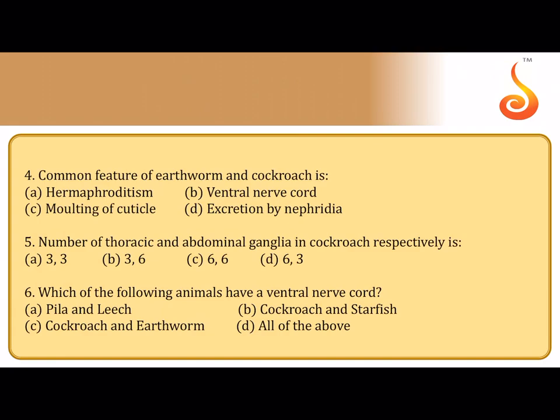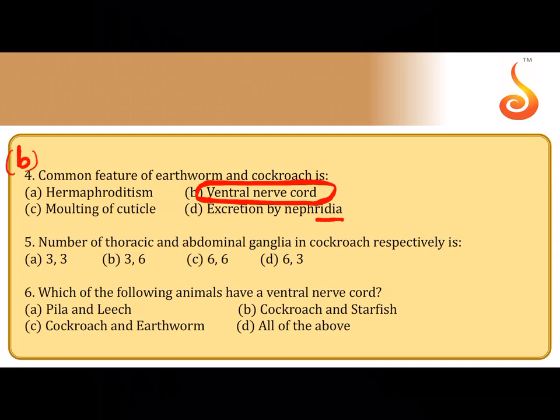A common feature of earthworm and cockroach is that they are hermaphroditic. No, cockroach is not a hermaphrodite. They are molting of their cuticle. Earthworm does not molt. Ventral nerve cord, yes. Because both are non-chordates, all of you remember, only chordates have a dorsal hollow nerve cord. All invertebrates have a ventral nerve cord. Excretion by nephridia is not true because cockroach does not have nephridia. They have Malpighian tubules. So the common feature is only the second option.